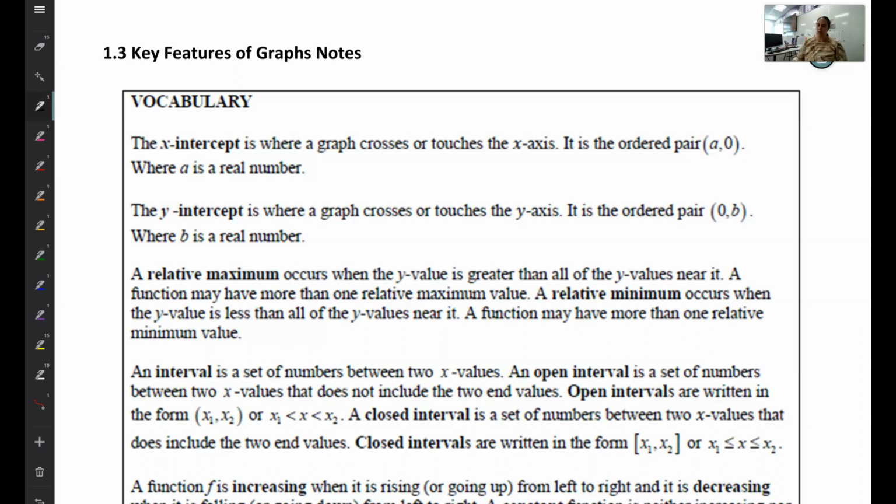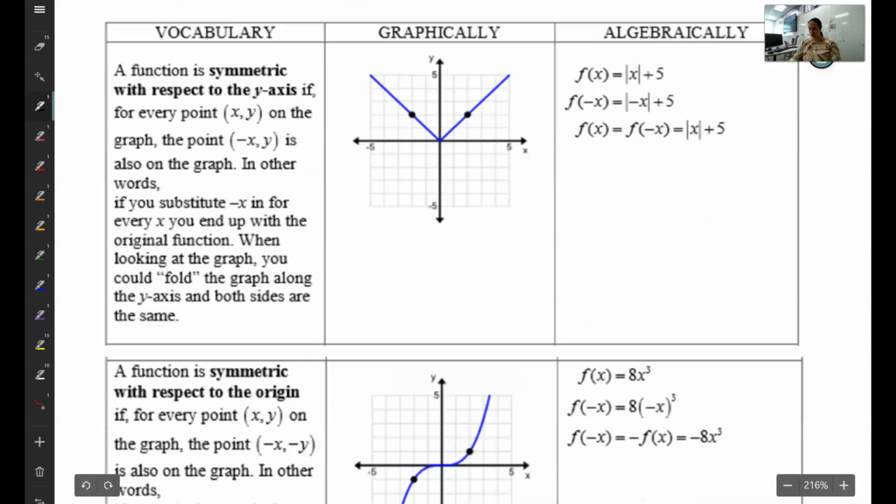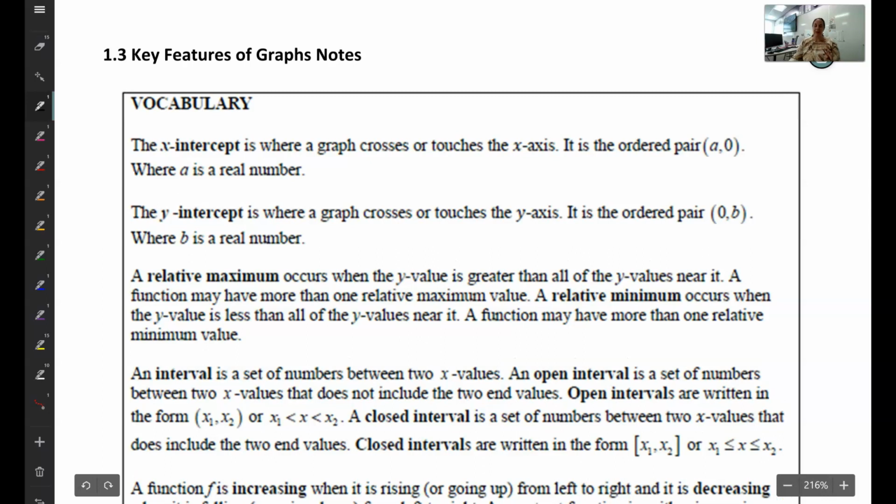Let's start on lesson 1.3. First thing you need to know for this lesson, there's a lot of vocabulary. There's a lot of words on this page and the next one. So I'm just going to highlight the stuff that's really important that you need to know.